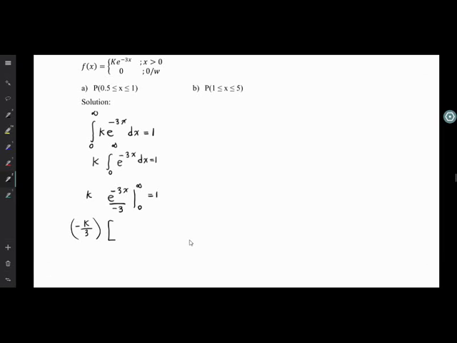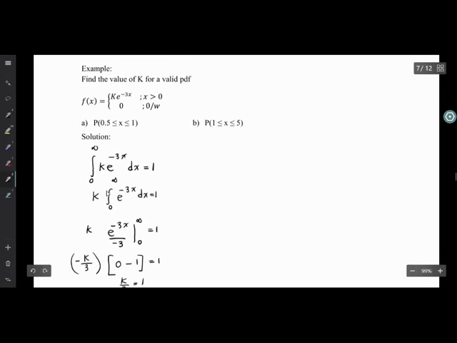When x goes to infinity, you have e to the negative infinity, which is 1 over infinity, 0. Subtract. When x is 0, you have e to the 0. Any value to the power 0 is 1. You have 0 minus 1. So you have negative 1 here and negative 1 here, which will cancel out, and we'll end up with k over 3 equals 1, which means k is 3. Okay? Therefore, we can write our function f(x) as 3 times e to the negative 3x for x greater than 0, and 0 otherwise.